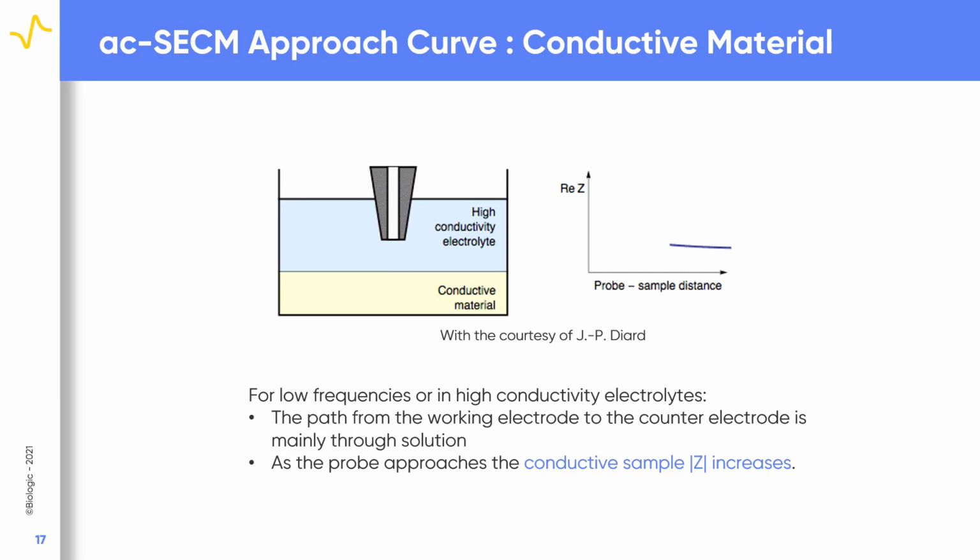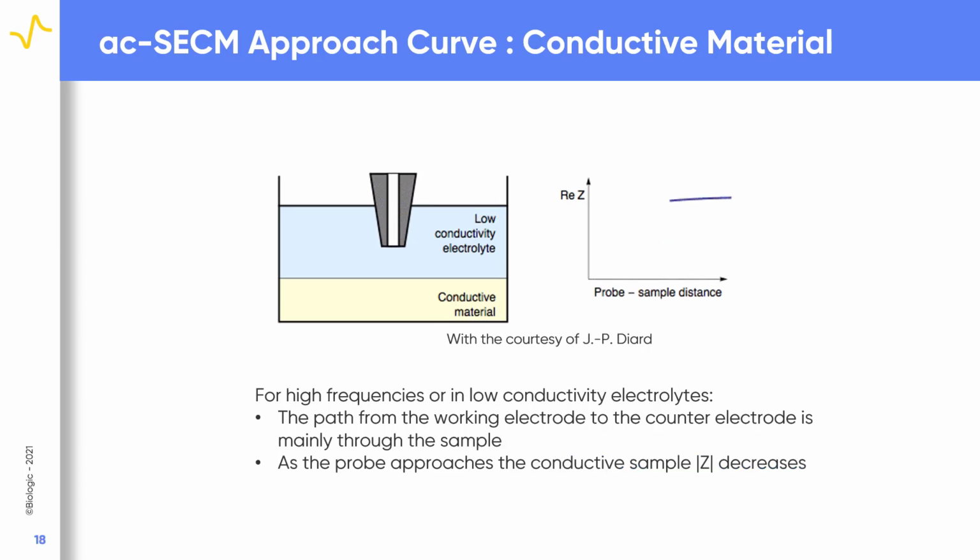For a conductive sample, there are two possibilities with decreasing probe to sample distance. If the measurement is performed in a high conductivity electrolyte, for example seawater analog, or low measurement frequency is used, then the most likely signal path from the probe to the counter electrode is through solution. In this case, therefore, the behavior is similar to that at an insulator. As the probe to sample distance decreases and the solution layer becomes thinner, an increase in impedance is measured. It should be noted that although the behavior is similar for both the insulator and conductor, in this case the impedance will often be lower over the conductor than over the insulator because a path through the sample does exist, although it is not favored.